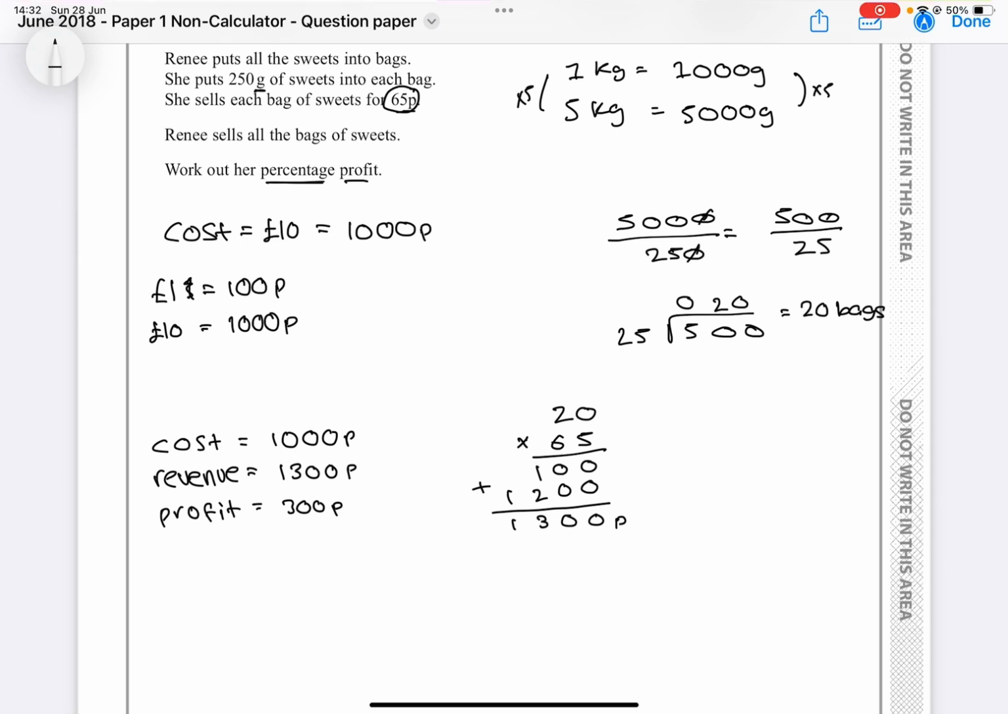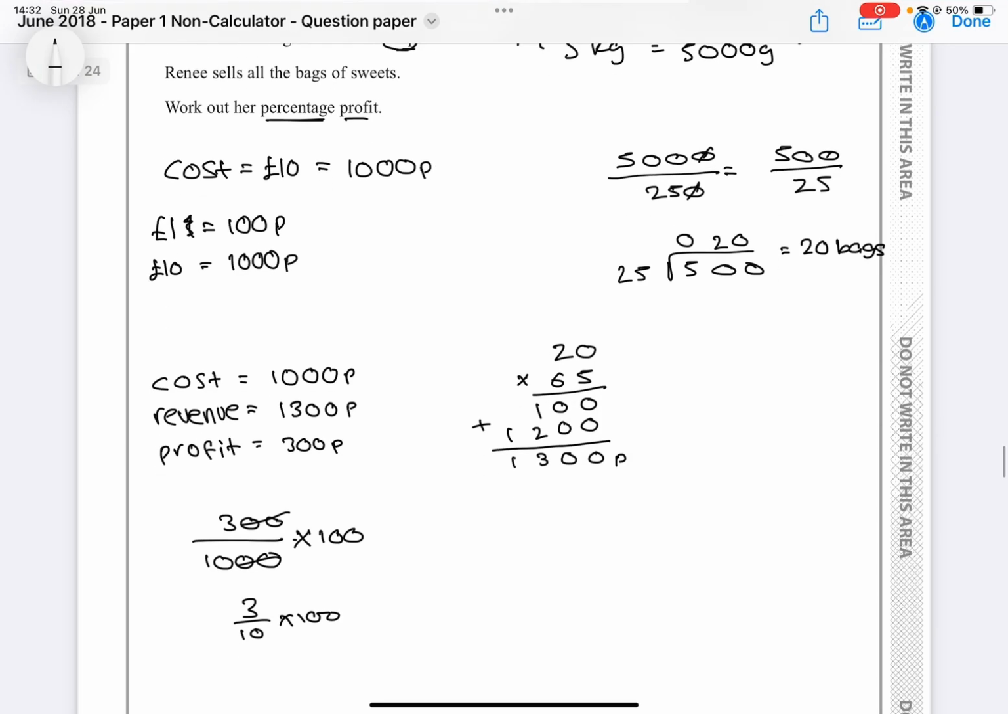So that's her profit, 300. Her cost is 1,000, and we're multiplying this by 100. And remember, this is all in pence, okay? Now, these two zeros can just cancel with that, okay? So we have 3 over 10 multiplied by 100, okay? Now, 3 over 10 is just 0.3. So you have 0.3 multiplied by 100. And 0.3 multiplied by 100 is 30%.